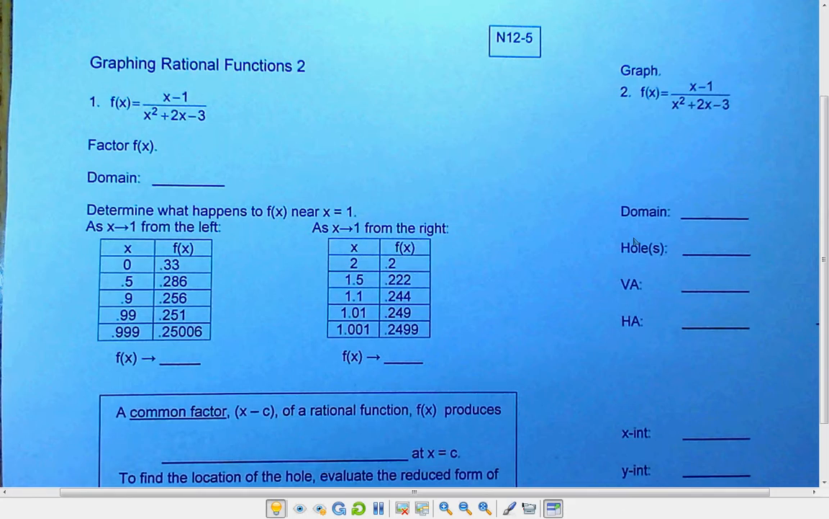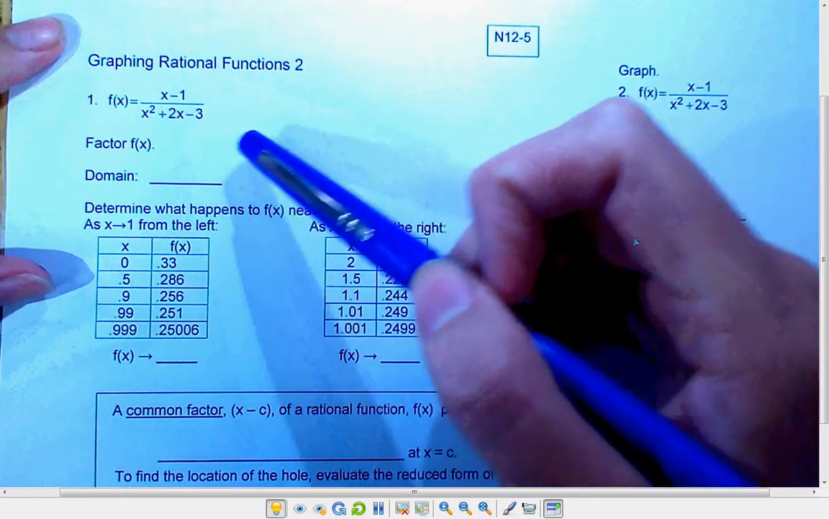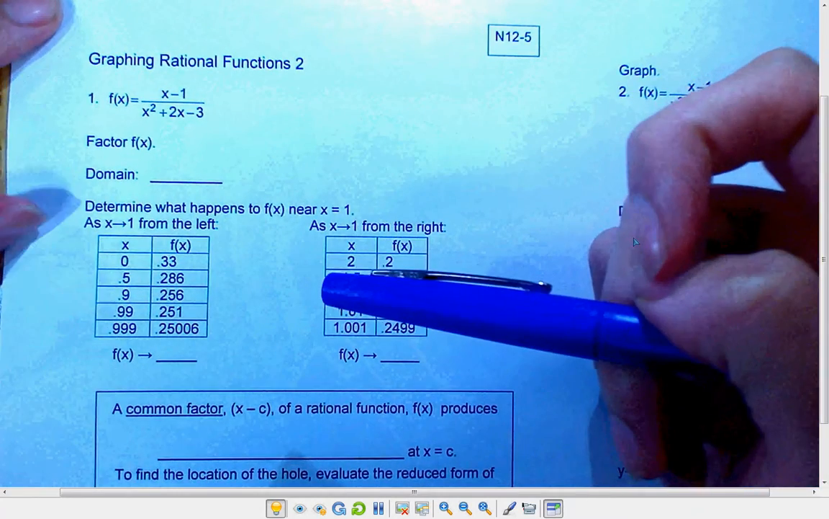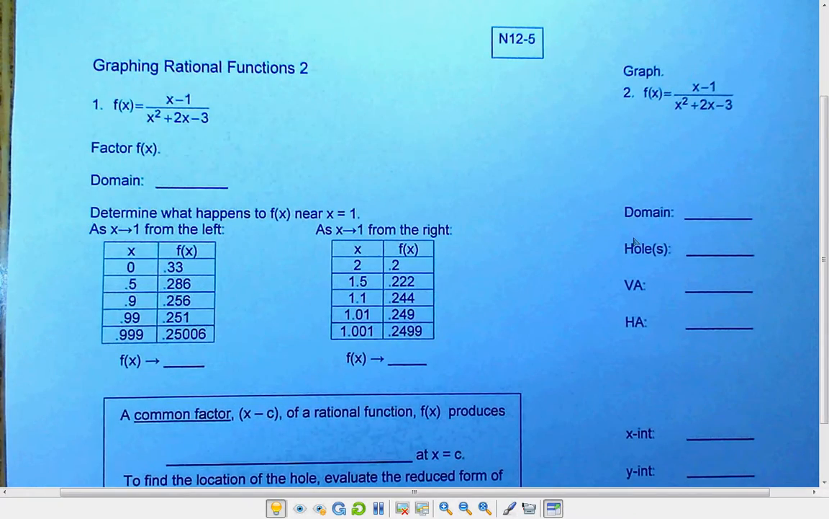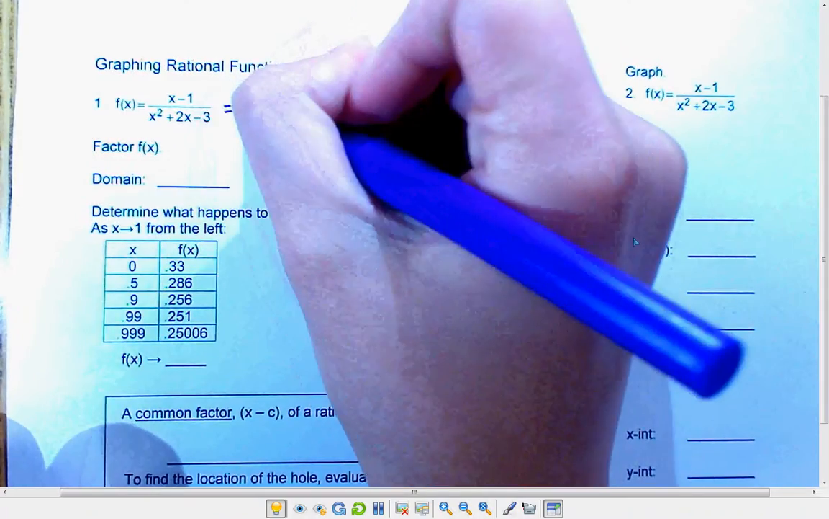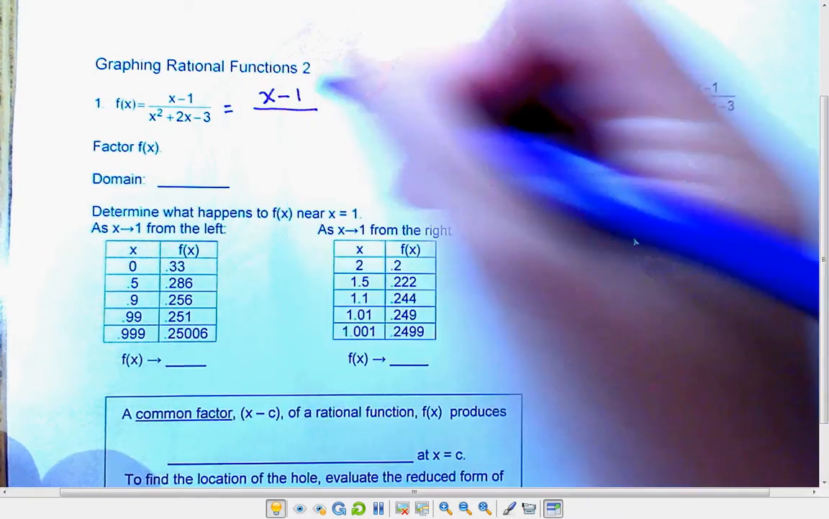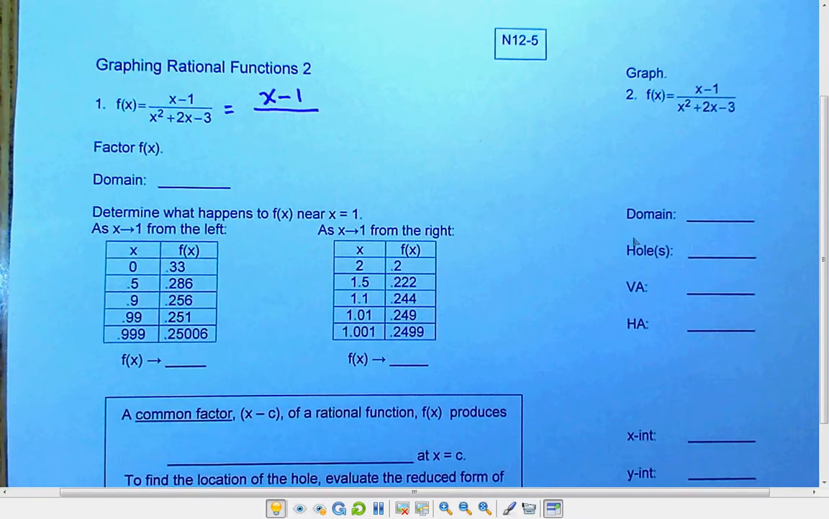Today we're going to be moving on to graphing rational functions with holes. So let's start off with this function right here. Our first step is to factor, just like before. So our numerator stays the same. Can't factor x minus 1. But our denominator, we can factor.